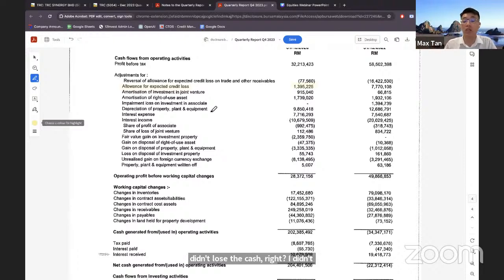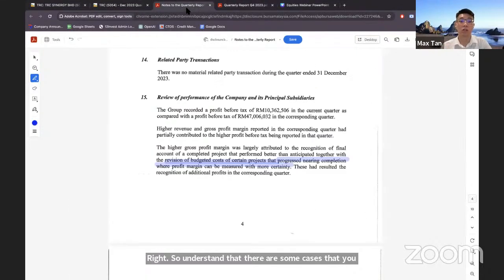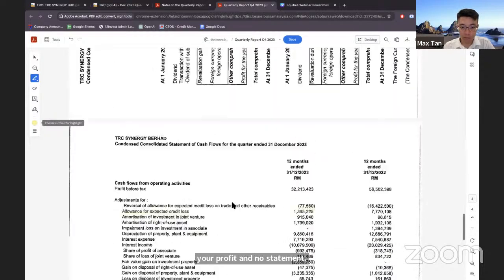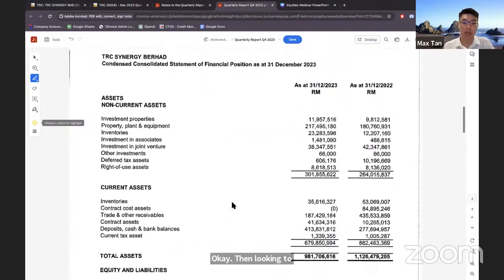There might be a potential for such cases to reverse, which is the reversal case that you see here, right? So understand that there are some cases that are cash in nature and also non-cash in nature in your profit and loss statement, okay? Then looking into the balance sheet, okay?